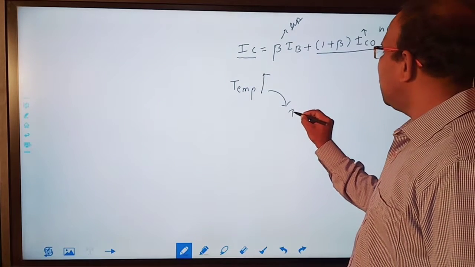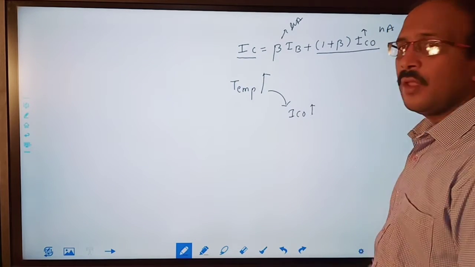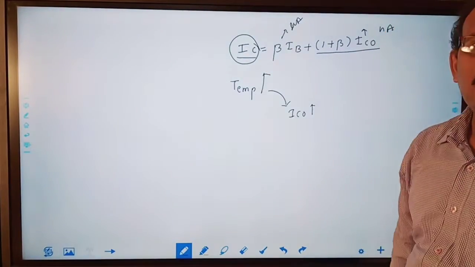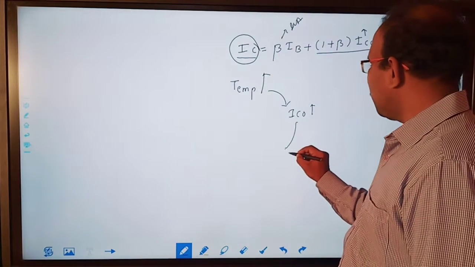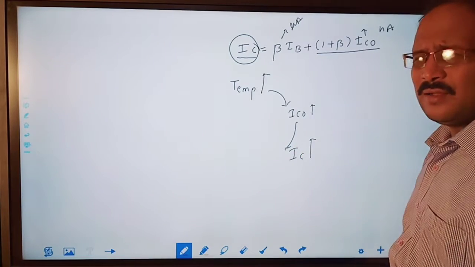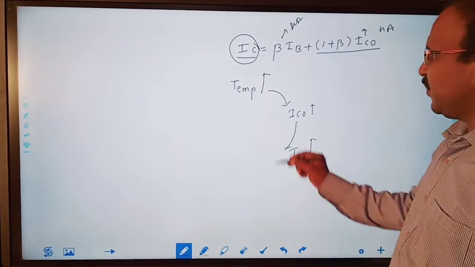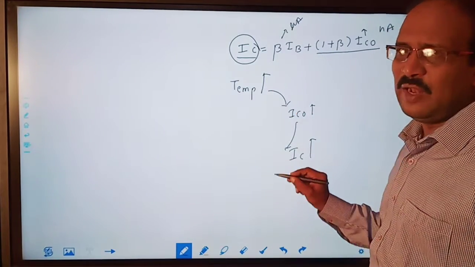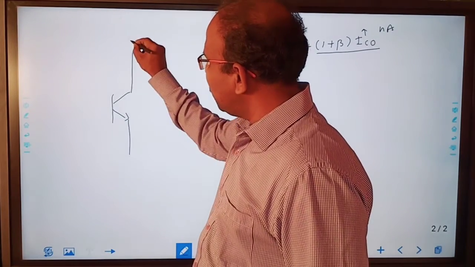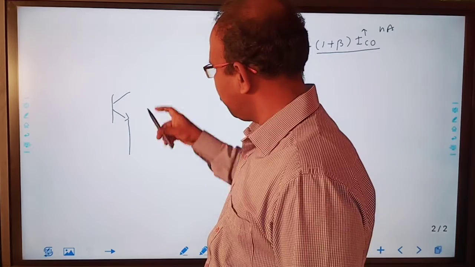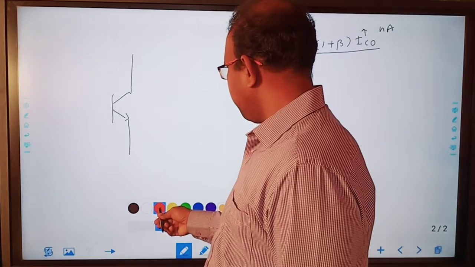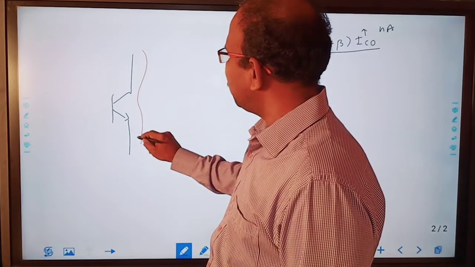So I write here that leakage current ICO will increase. If leakage current increases, that also directly affects IC. So you know somewhat IC is going to change. There is a change, but it will increase. If I say this is increasing, then leakage current will increase and this will increase. Now if we consider the transistor, IC is flowing through what? This IC is flowing through this transistor.